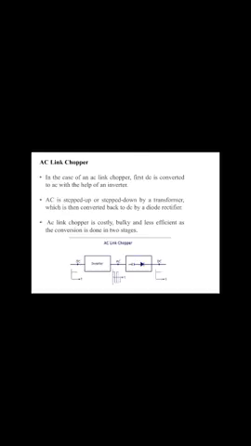Now talking about the AC link chopper. In case of an AC link chopper, first DC is converted to AC with the help of an inverter. Then the AC is stepped up or stepped down by a transformer. You can use a step up or step down transformer, and the output is then converted to DC by a diode rectifier. The AC link chopper is costly, bulky and less efficient as the conversion is done in two stages.